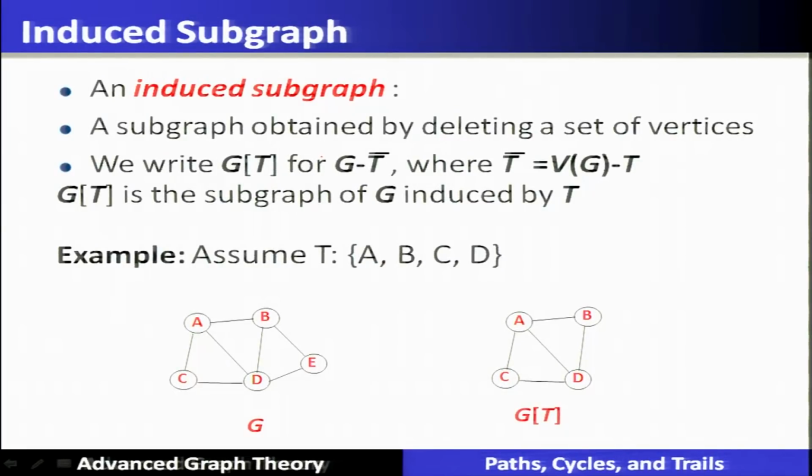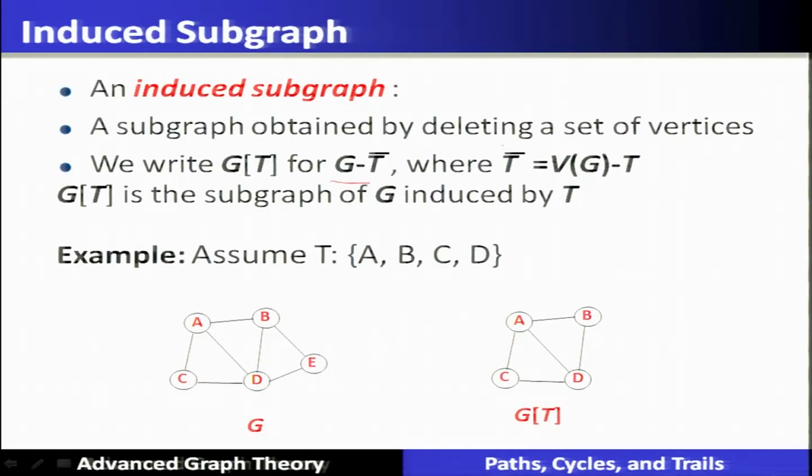So when we write down G within the square braces T, that is the induced subgraph of T, or the subgraph of G which is induced by the set of vertices, that is called capital T. Or you can also represent this particular induced subgraph G[T] as nothing but G minus T prime, where T prime is V(G) minus T.